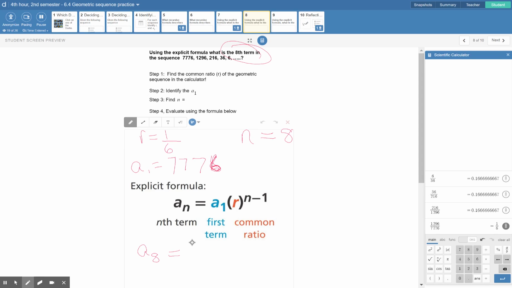We have our first term, which is 7,776. It's a decay because it's 1 over 6. And then remember, we have to do the 8 minus 1 that comes from the formula. It's always going to be minus 1. So then in the calculator, to find the 8th term, we need to put the formula in, raised to the 7th power.